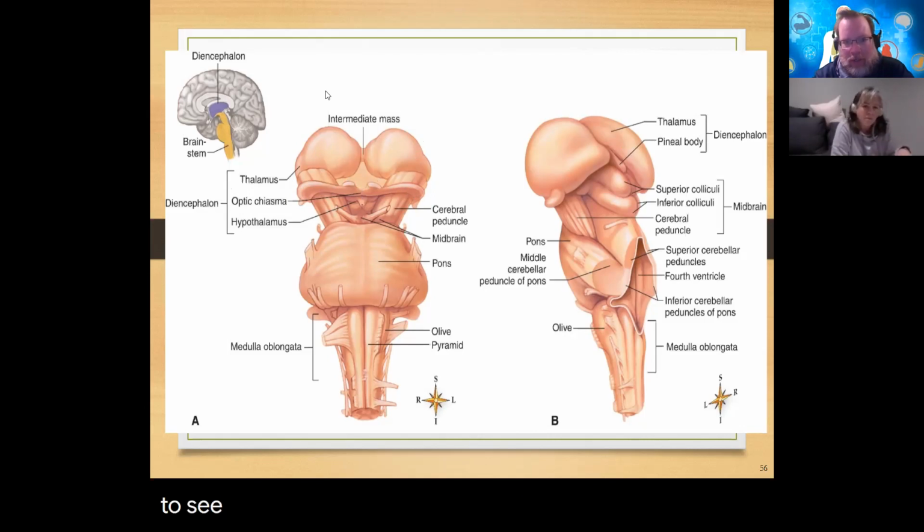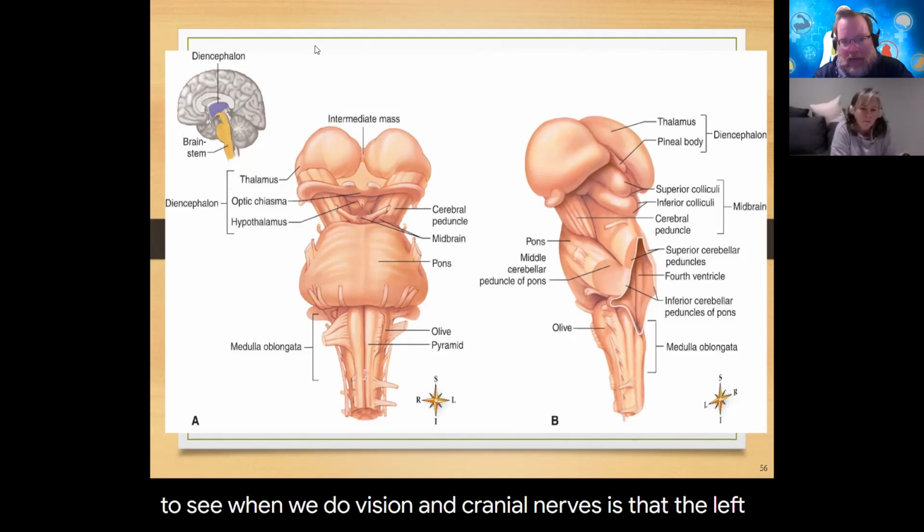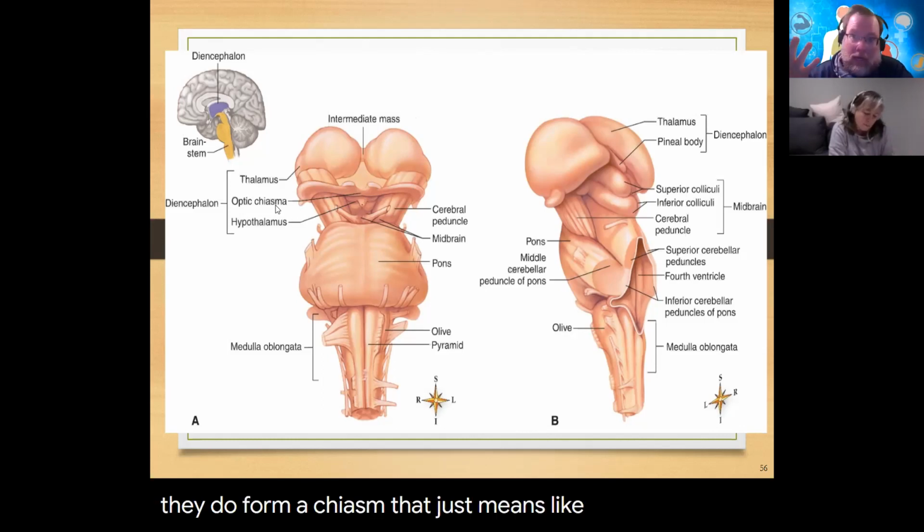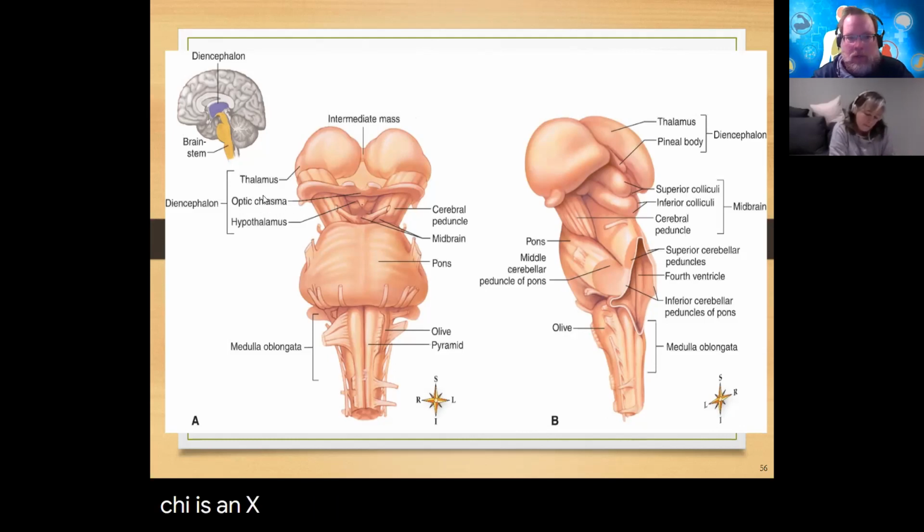What we're going to see when we do vision and cranial nerves is that the left eye nerve comes over to the right side of the brain. Okay, and the right eye nerve comes over to the left side of the brain. So they do form a chiasm. That just means like an X, basically. Chi is an X in the Greek alphabet. Okay, so the optic chiasm or chiasma, that's where the optic nerves come in.